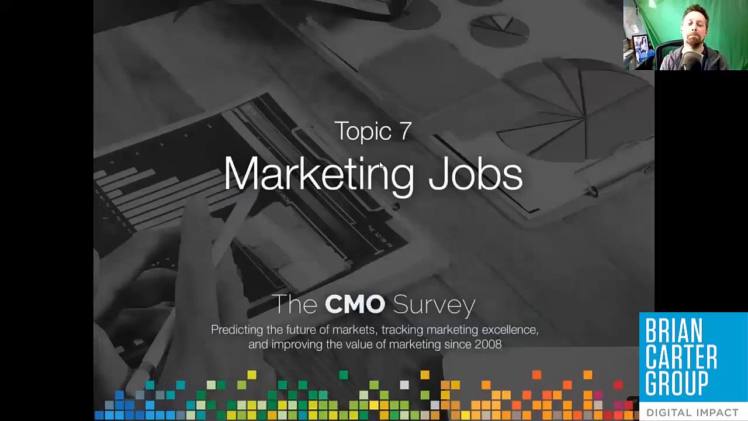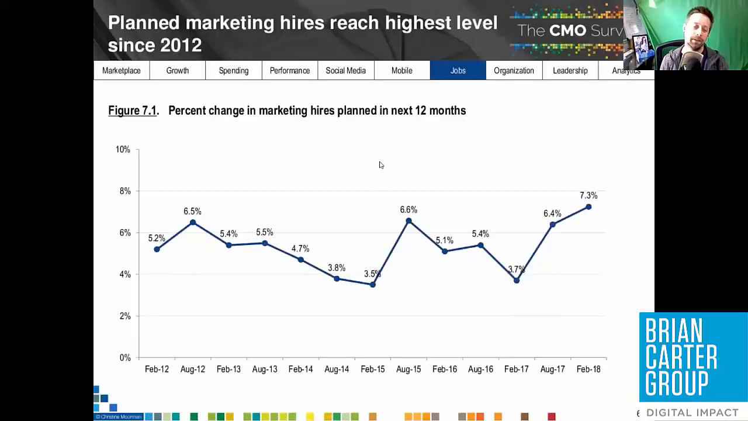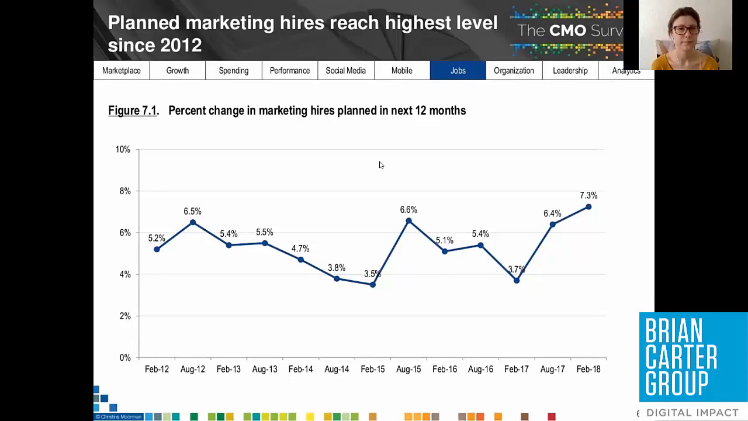That's funny. Marketing jobs. Planned marketing hires reach highest level since 2012. Yeah, we talked earlier that marketing talent was one of their biggest concerns. I mean, the right talent. Had a couple dips, and it goes up and down. 15, I mean, 17, yeah. The market goes up and down too.